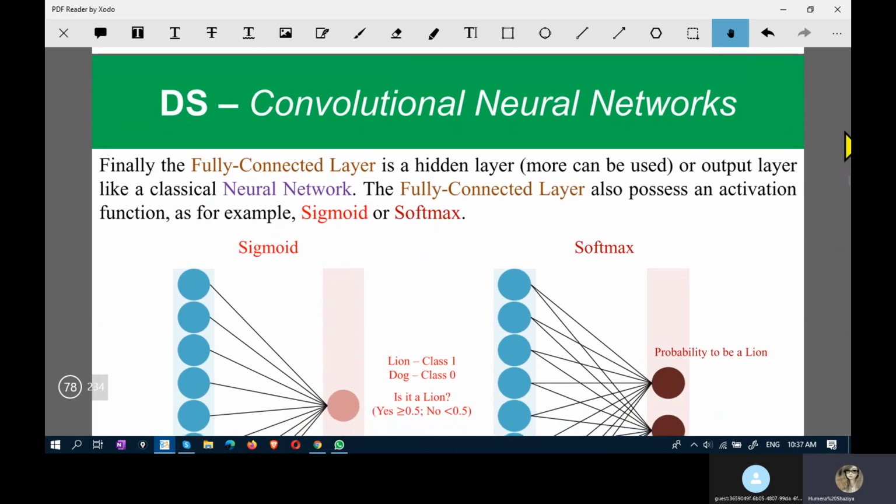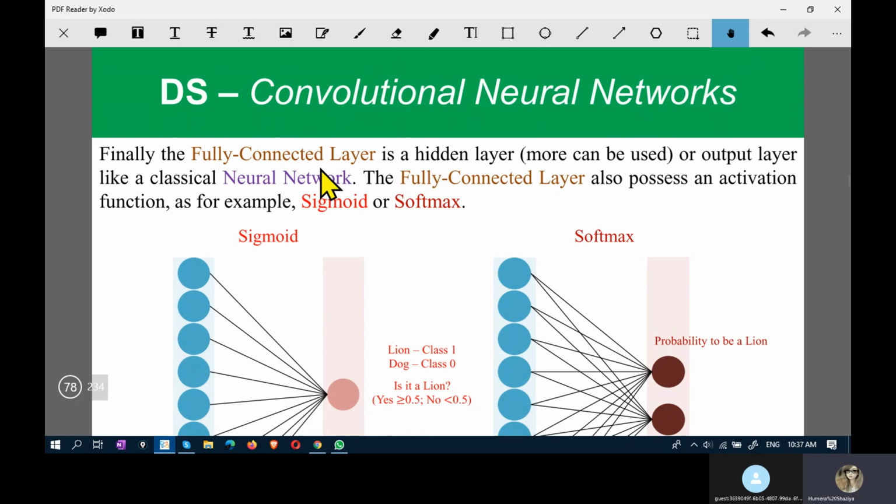Fully connected layers. A fully connected layer is also known as a dense layer. Why is it known as a dense layer or fully connected layer? Because a node is connected to all the other nodes in the succeeding layer. Or, in other words, a node in one layer is connected to all the nodes in its preceding layer. Typically, this is an output layer, like in classical neural networks, or our regular, ordinary neural networks, feed-forward neural networks, or fully connected neural networks.